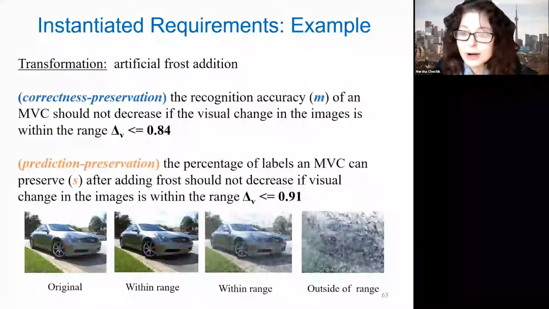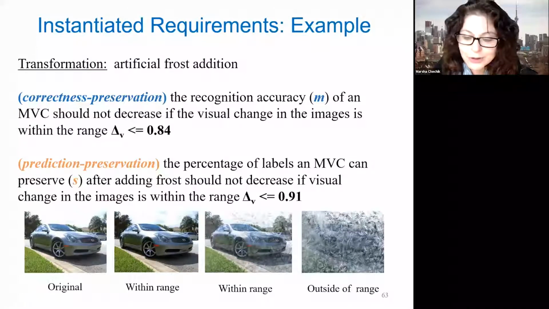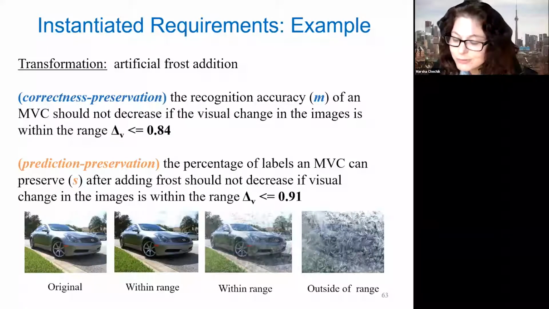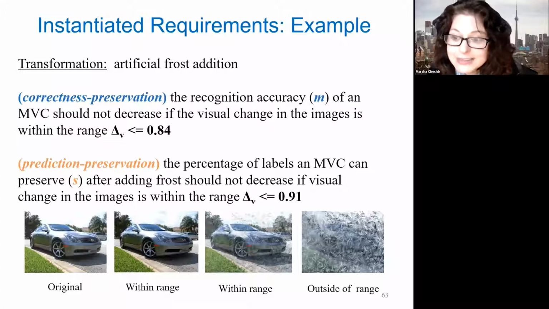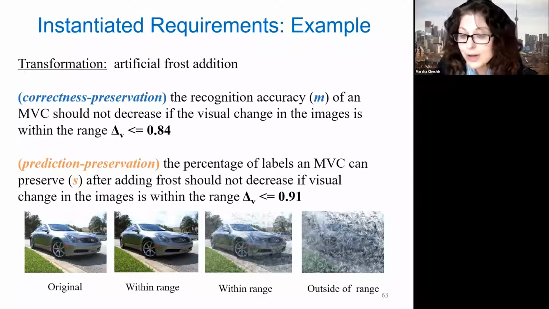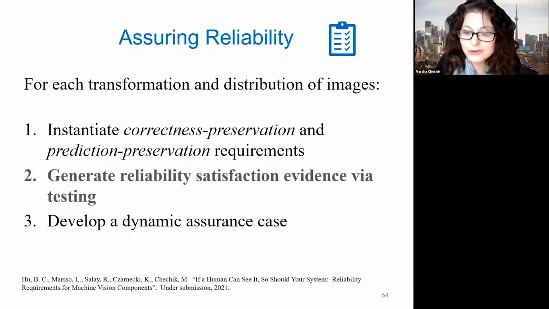So in the case for our frost, after all of the work that we would end up doing, we would say, okay, our threshold is 0.84 for correctness preservation and 0.89 for prediction preservation. And then these would end up being our requirements once we end up adding the artificial frost. Now, once we specify these things, we can assure them. So that means we know how to instantiate the requirements. We now are looking to generate reliability satisfaction evidence, and we're doing this via testing.